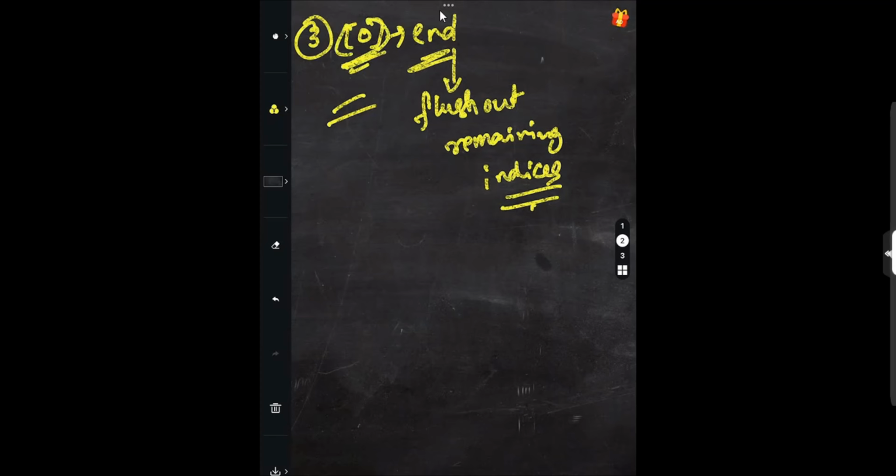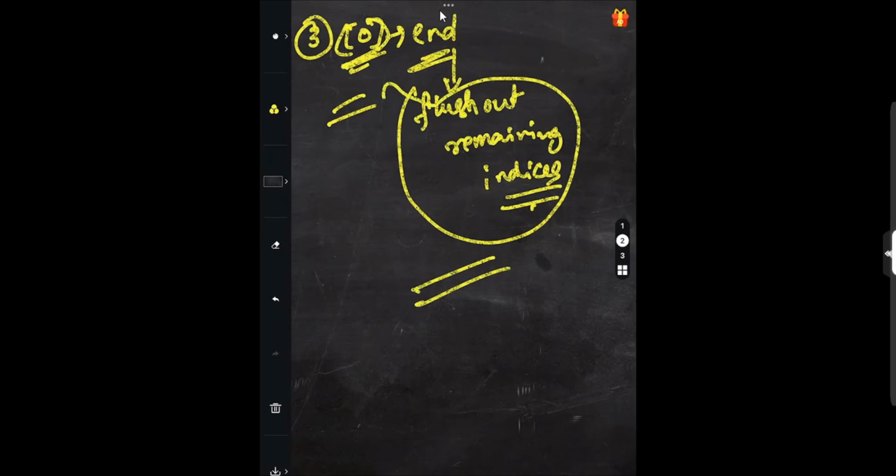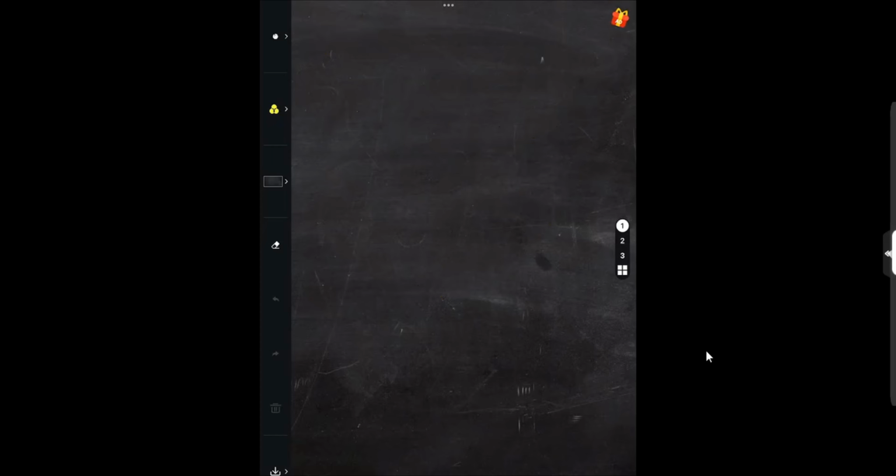Why have we considered a dummy height 0 here? Because at the end, we have to flush out all the remaining indices, right? That is the reason we'll be considering the dummy height 0 as well. So this is fine. Let's discuss the edge cases one by one.